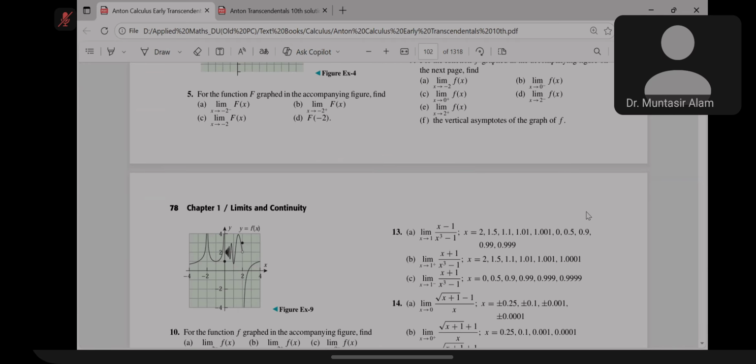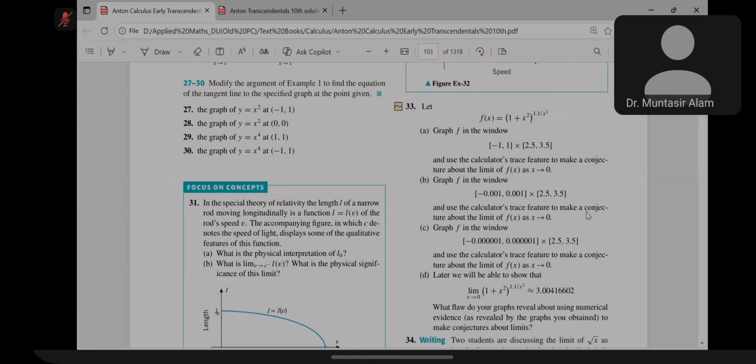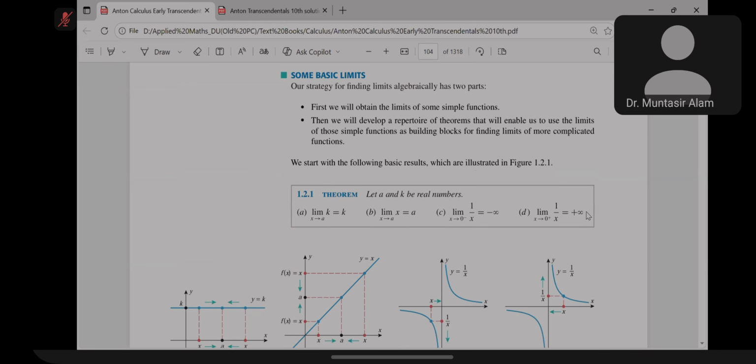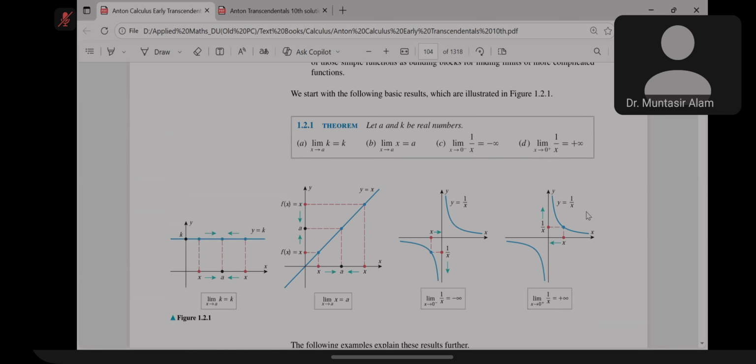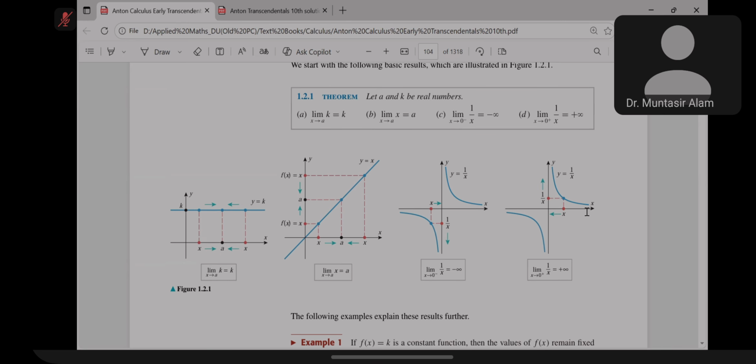So this is all about this preliminary chapter of limit. You can go through the chapters thoroughly and then move to the next chapter. That means next section, computing limits: how to compute the limit of a function, how to deal with limiting value finding problems. So before entering the next section, we need to learn the theorem stated in 1.2.1.